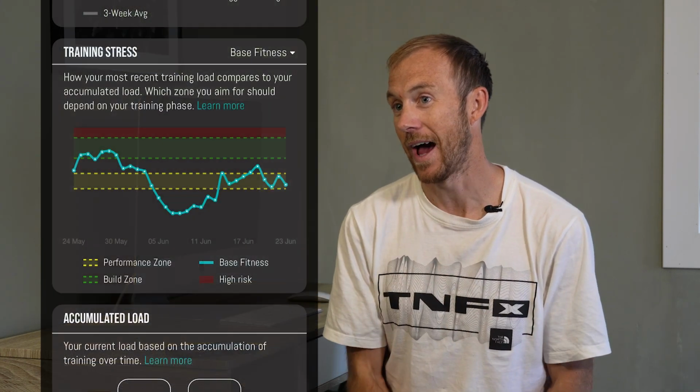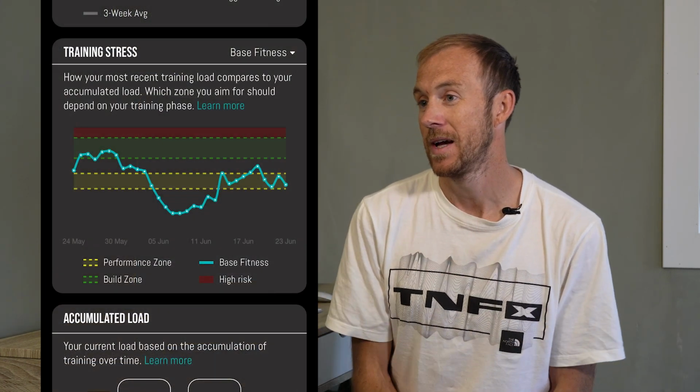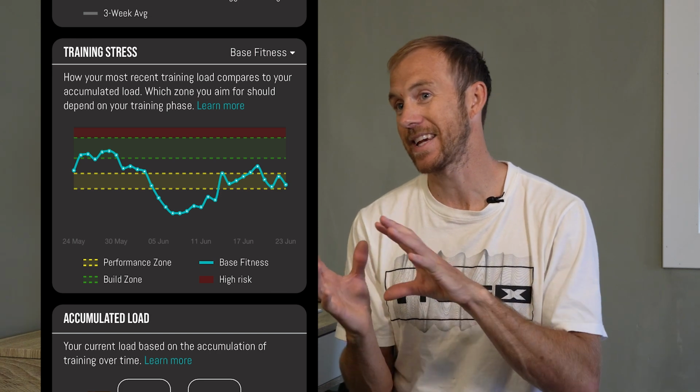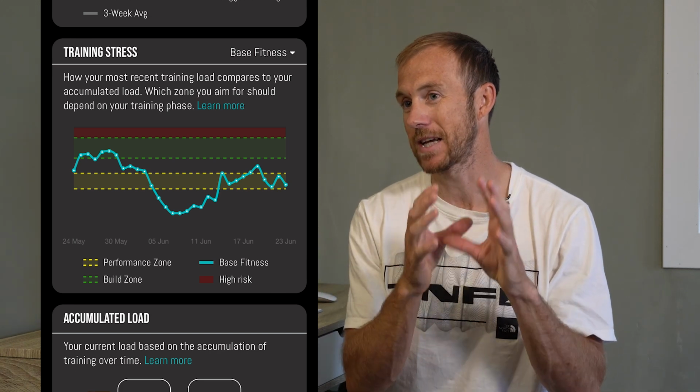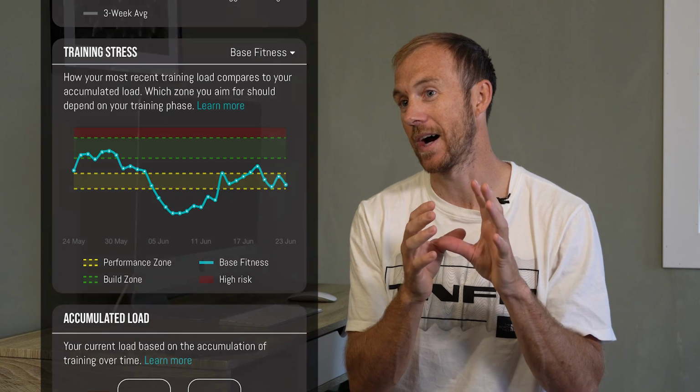So using this training stress graph, you can really get both your running impact numbers in the right place and your base fitness numbers. And these two might be slightly different. Say for example, someone like myself, I ski a lot in the winter, so that means my base fitness numbers are really high in the winter and I've got great base fitness, but my running impact is actually comparatively weak, like I don't run that much during the winter.